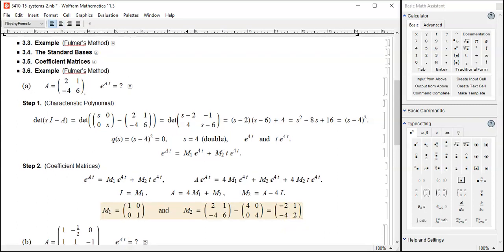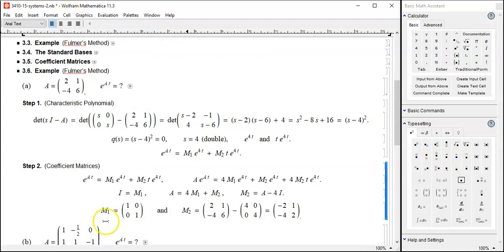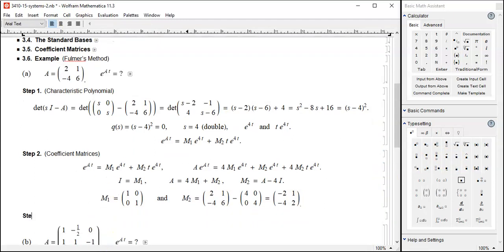Looks like this is what I'm getting. Did I do my computation correctly? Okay. Here's the conclusion.